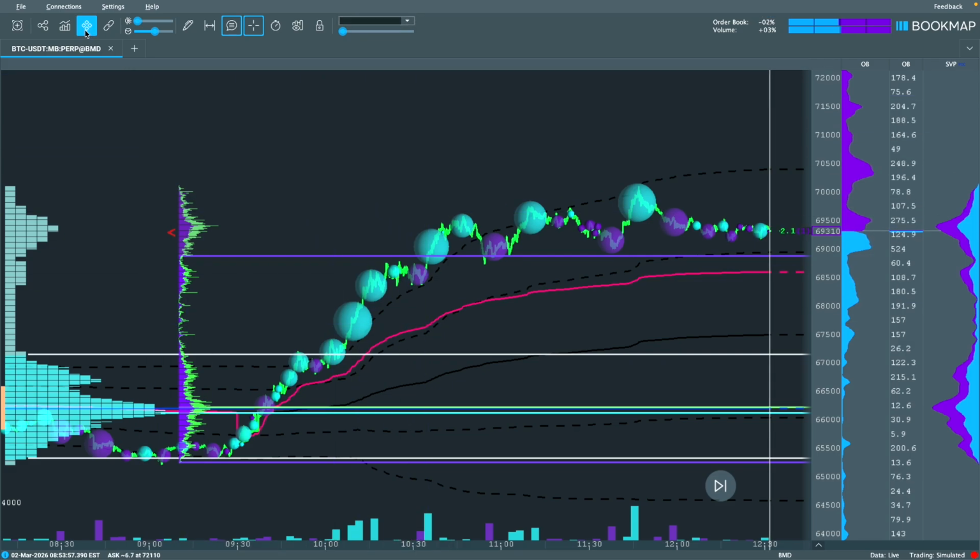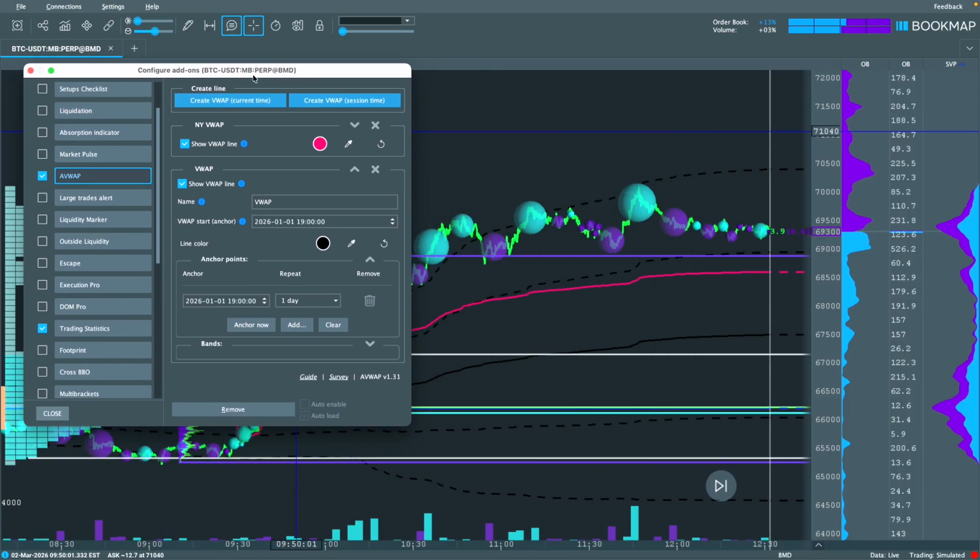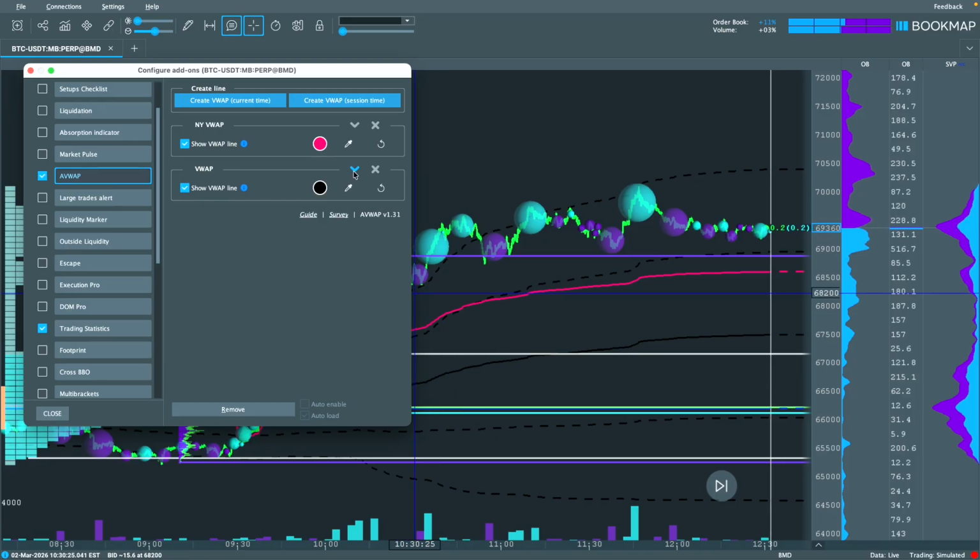VWAP stands for Volume Weighted Average Price, and it represents the average traded price over a defined time window weighted by volume. This means the larger trades have more influence on the calculation than the smaller trades, which makes VWAP a meaningful reference point for where the majority of participation occurred. Now, VWAP does not predict direction and it does not automatically act as support or resistance. What it tells you is where the average participant transacted during the defined anchor period.